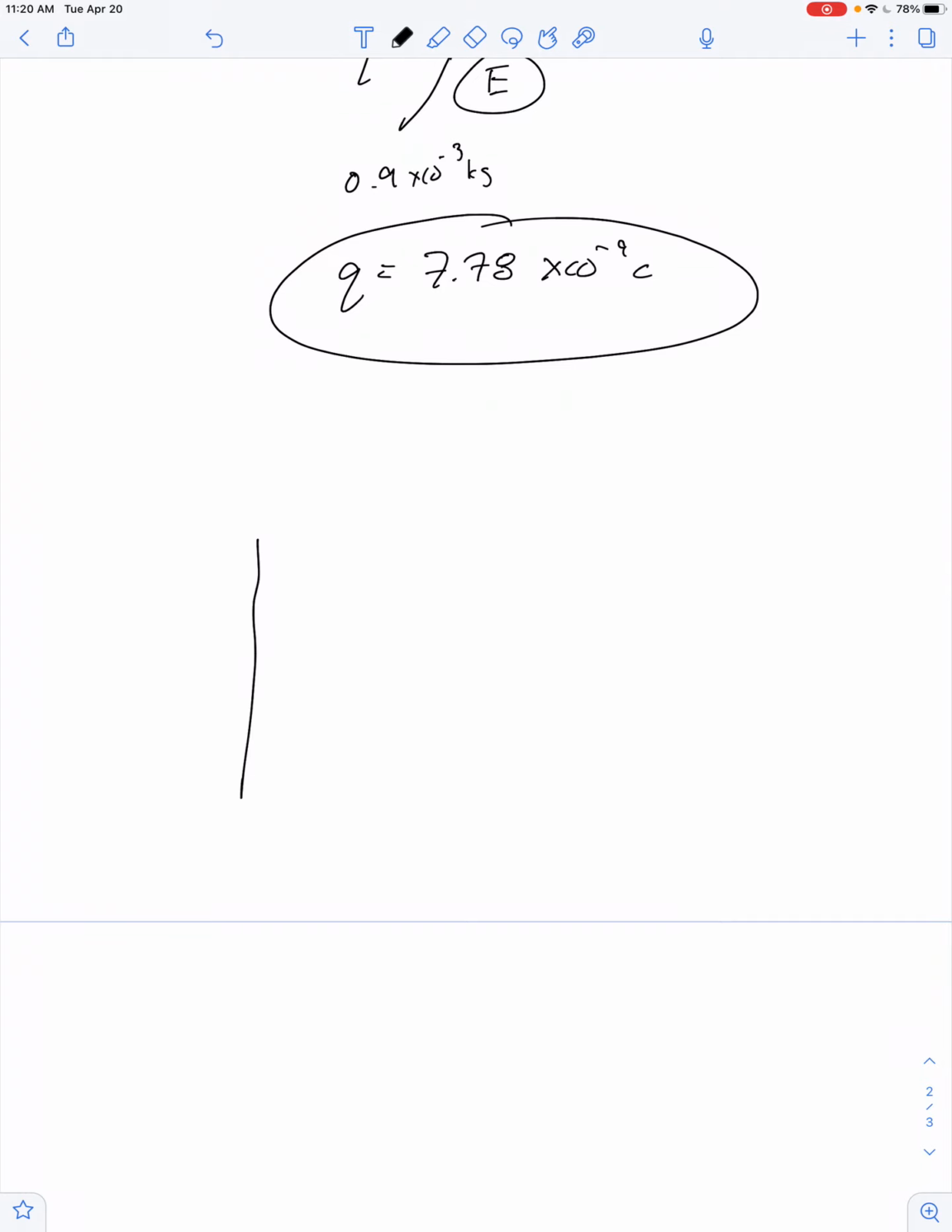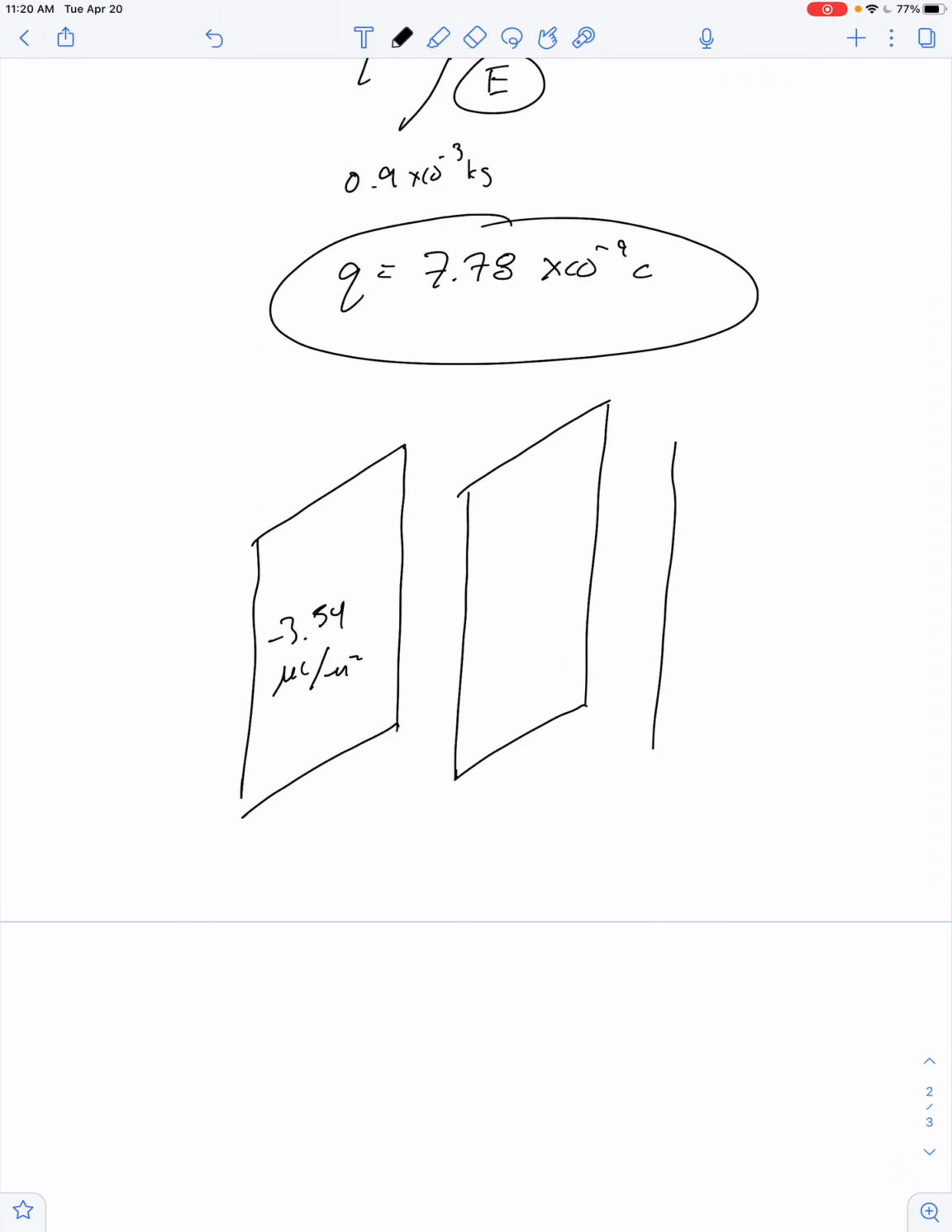Now this sheet of charge that has the given charge density of negative 3.54 microcoulombs per square meter still sits here, and then two more sheets are brought into the vicinity. This one has a charge density of positive 1.77 microcoulombs per square meter, as does the third. Now we notice that 1.77 is exactly half of 3.54.